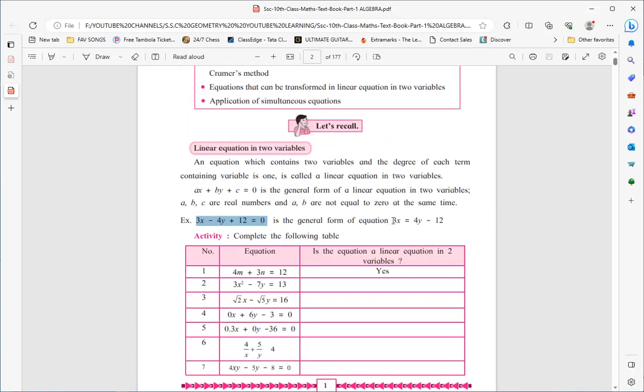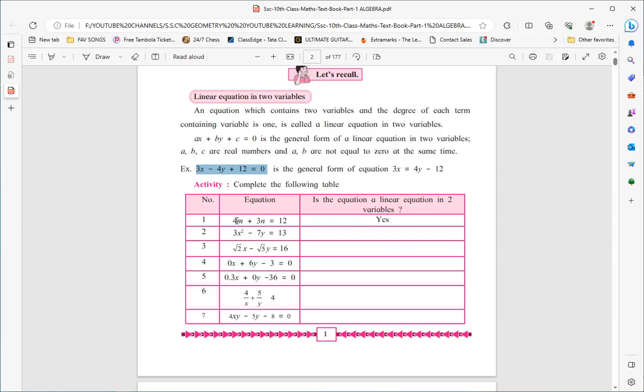Now let us see some examples. 4m plus 3n is equal to 12. Is this an equation in two variables? If you look at it carefully, m is a variable, n is a variable, and both of them can be written as m raised to 1, n raised to 1. So therefore, this is a linear equation. What about the next one?